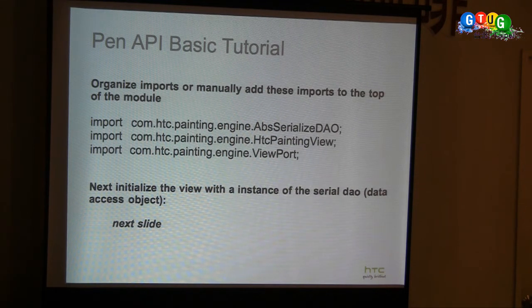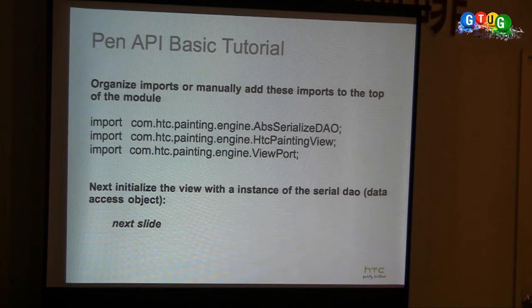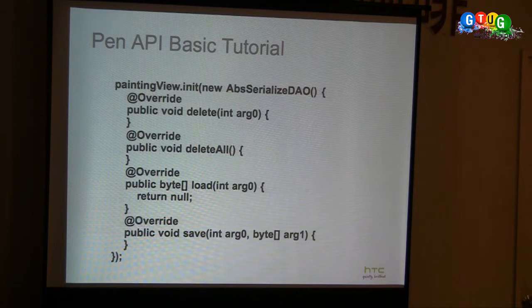You also want to add the appropriate imports. And then the next step is to call the initialization init method on the painting view. This is one of the requirements I mentioned earlier, which is that you have to have a data access object. Next slide. And this is one way of doing it, is to extend the abstract serialized DAL. Here I'm just doing it like an anonymous class, providing the minimal that you need just to have a Hello Pen application running. Normally this is where you fill in how you want to serialize and deserialize. Next.